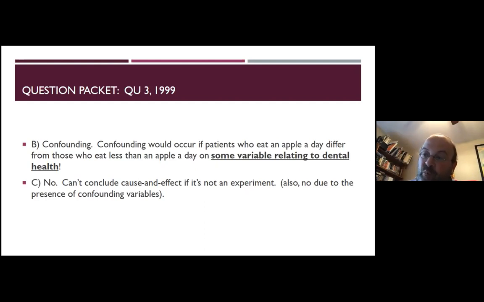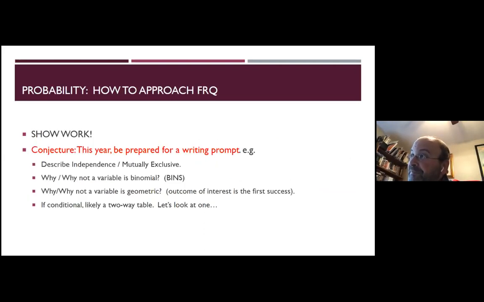Either way, it doesn't really matter what direction you go as long as you connect the apples to the dental health. And then finally, part C was about cause and effect. In classical statistics, which is what we're learning in AP Stats, we cannot conclude a cause and effect relationship if we don't have an experiment. The readers also accepted that you can't conclude cause and effect because we might have confounding. So this is another classic AP setup where you can use the answer from part A or part B to correctly get part C. Okay, great.